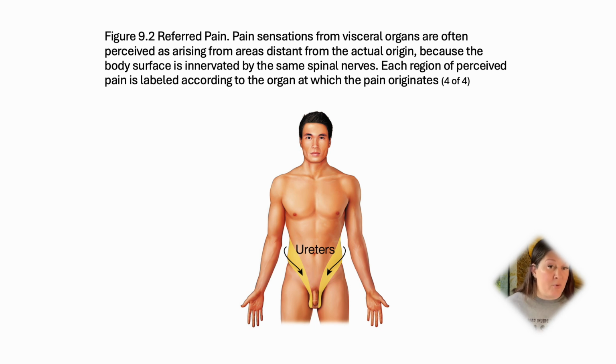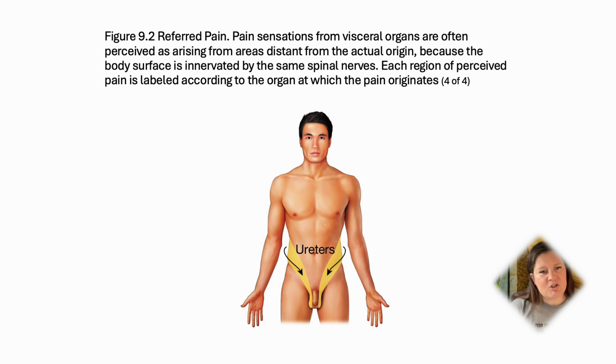This may hopefully trigger your memory to recall that, again, visceral organs such as the kidney and ureters, those deep organs, are not innervated very well. And so that information is going to be perceived as coming from somewhere different. In this image, the pain coming from the ureters is actually perceived as coming from the pelvis and traveling down the groin.